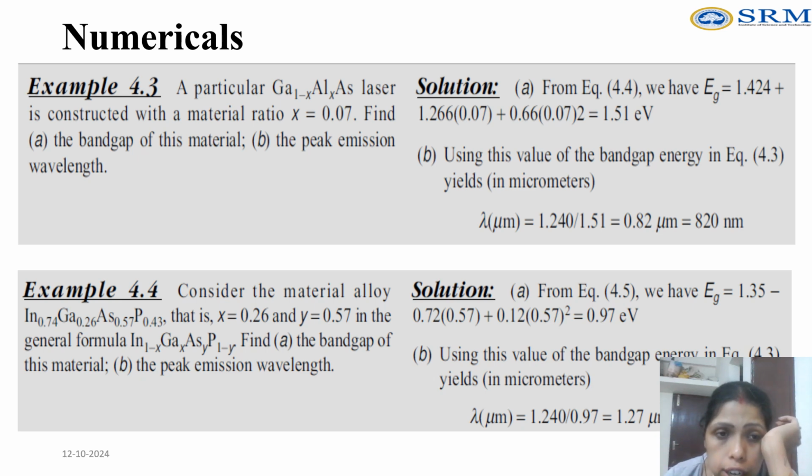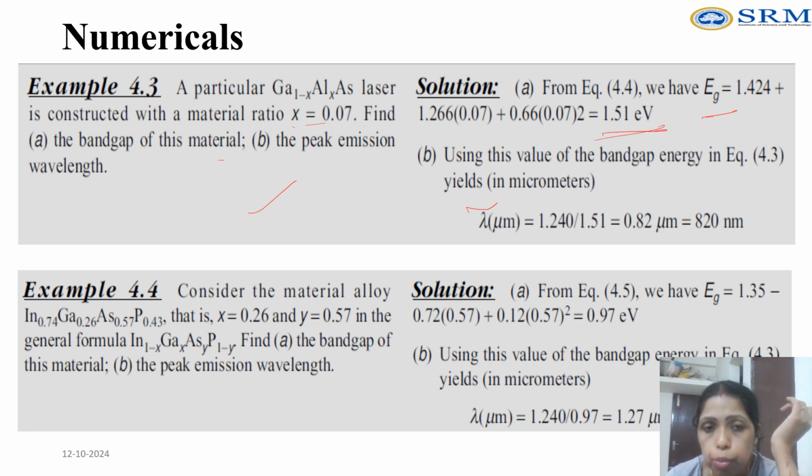Next, related to the band gap and the material. If you recall the previous equation, or you can see my previous lecture, there is a relationship between the band gap and the molar ratio x. Okay, so Eg is equal to 1.424 plus 1.26 x plus 0.66 x square. Here the value of the molar ratio x is equal to 0.7. Then find the band gap of the material. So we'll put the value of x in this equation and we will get the band gap of the material.